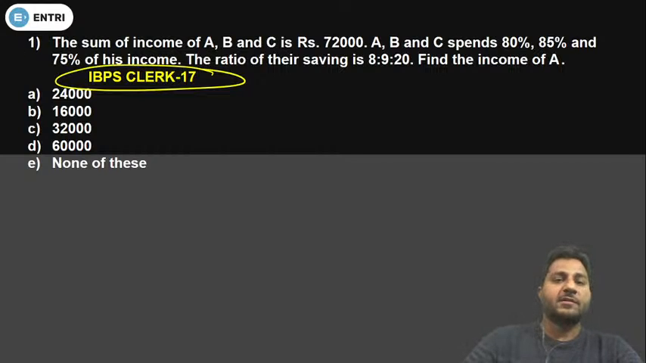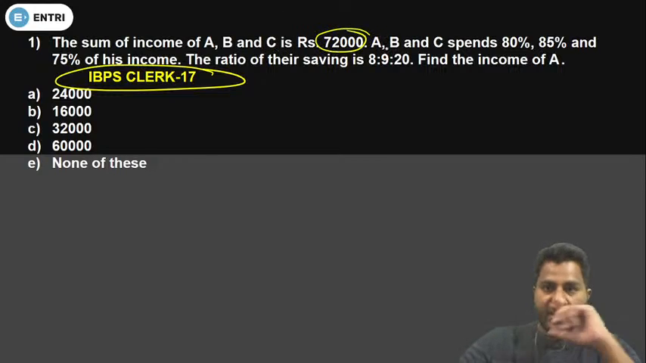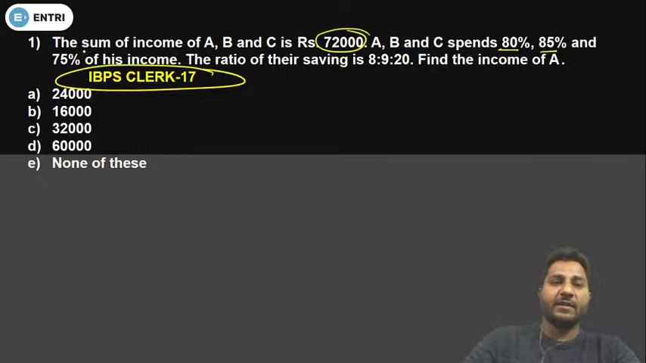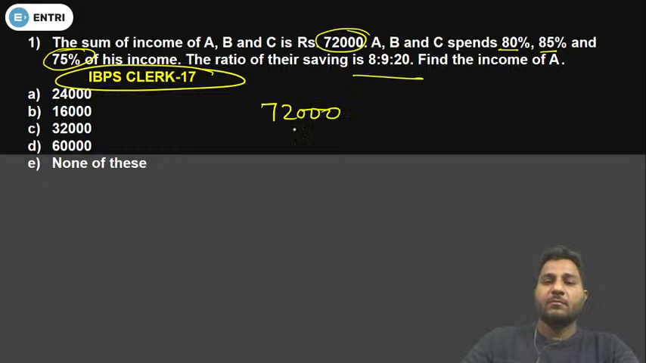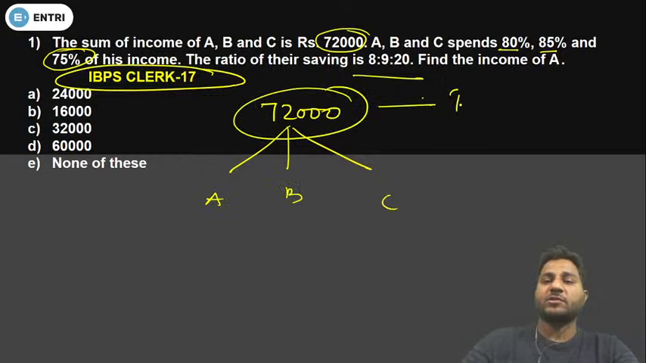Look at this. The sum of income of A, B, C is 72,000, while A, B, and C spend 80%, 85%, and 75% of their income. The ratio of their savings is 8, 9, and 20. Find the income of A. So how are you going to find it? You will say that 72,000 must have been distributed among A, B, C. 72,000 belongs to the income of A, B, C.